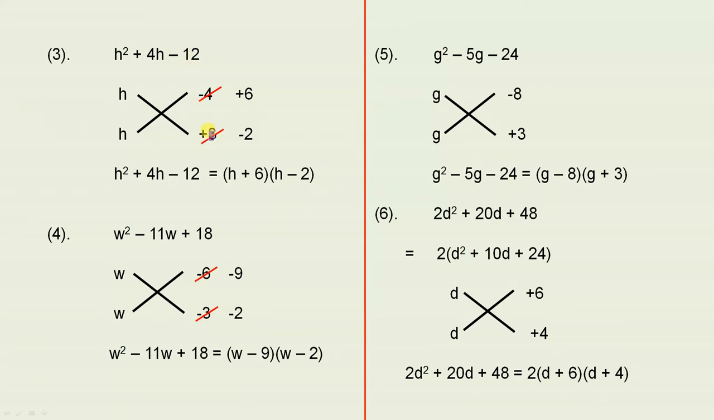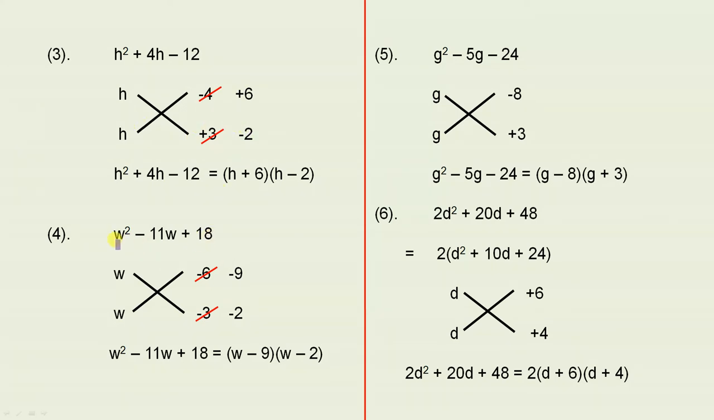But when we do the cross multiplication, 3h minus 4h does not give us 4h. 3h minus 4h gives us minus 1h. So those two numbers are incorrect, so we cross them out. Let's try plus 6 and minus 2, because plus 6 times minus 2 gives us minus 12. Cross multiplication, 6h minus 2h gives us 4h. That works. So the factorisation of this trinomial is h plus 6 times h minus 2.